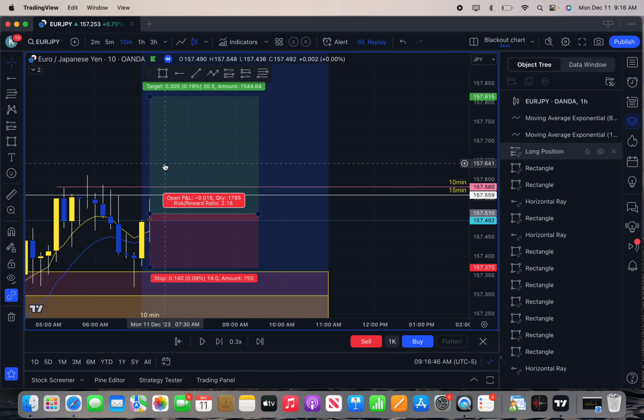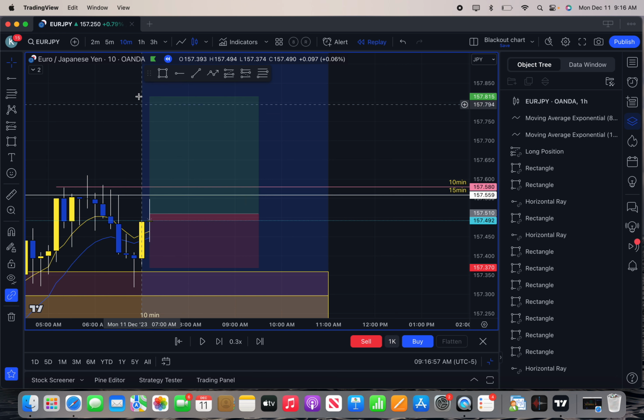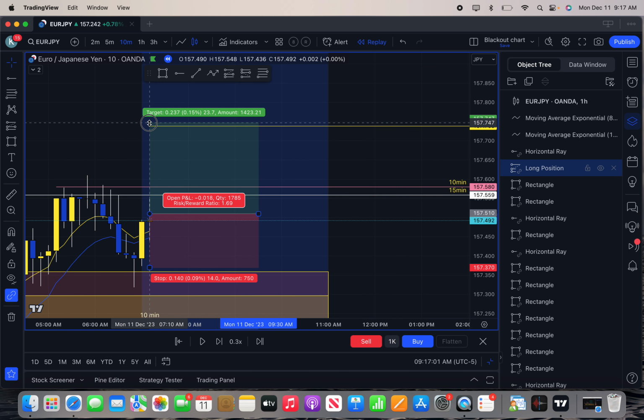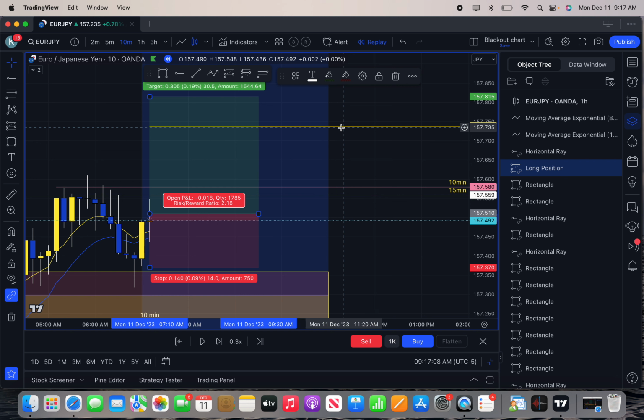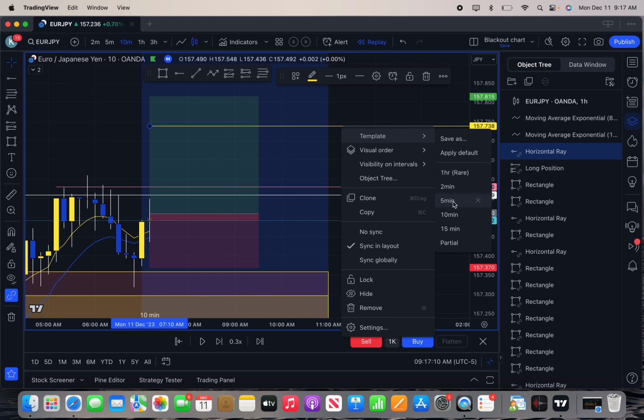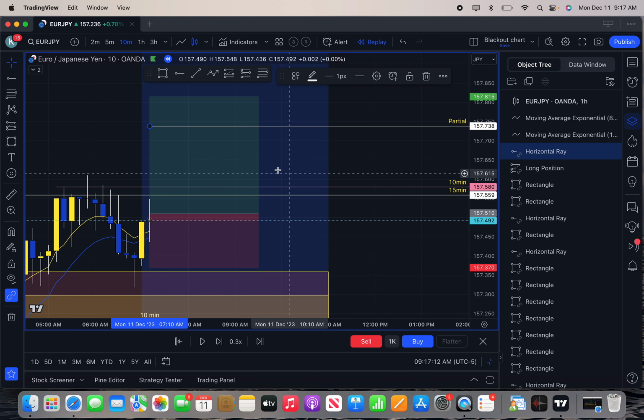What I want to do is identify the 75% mark. So I'm looking for 30.5 pips. 23, if we round up, is technically the, perfect, 23, so 35. And I'll call this my partial. It's not really a partial, it's just an indicator.